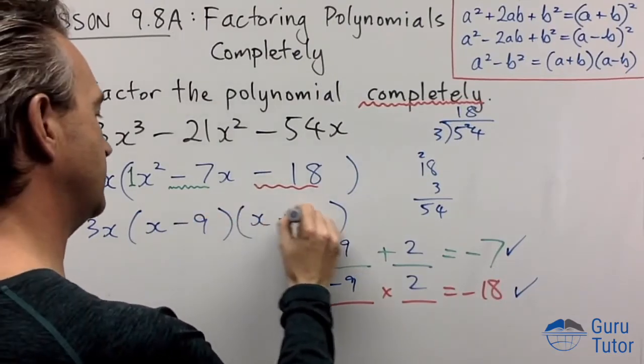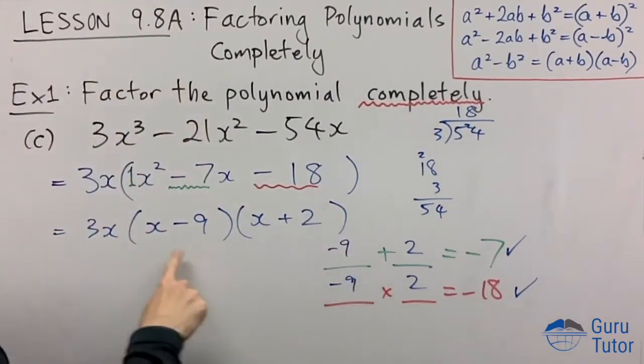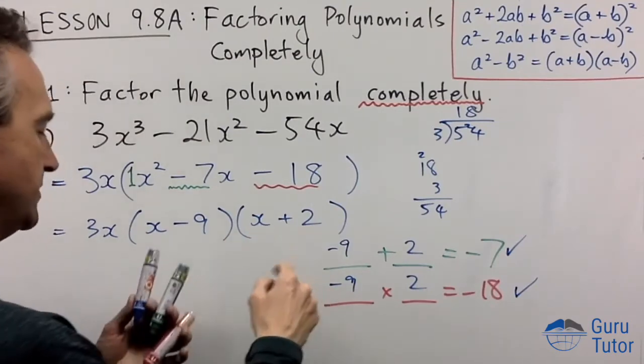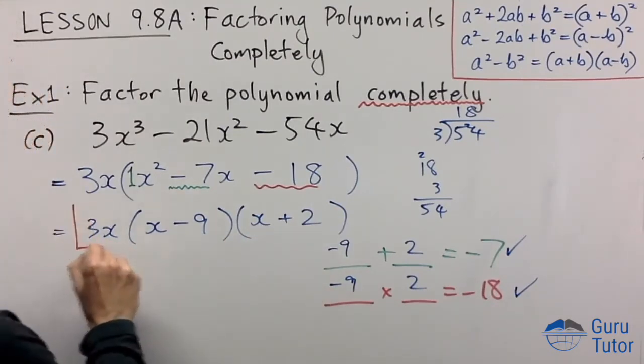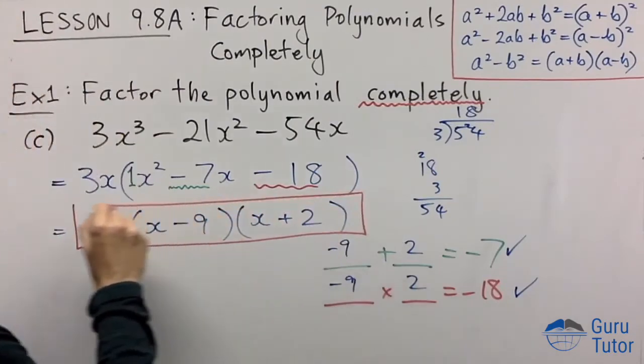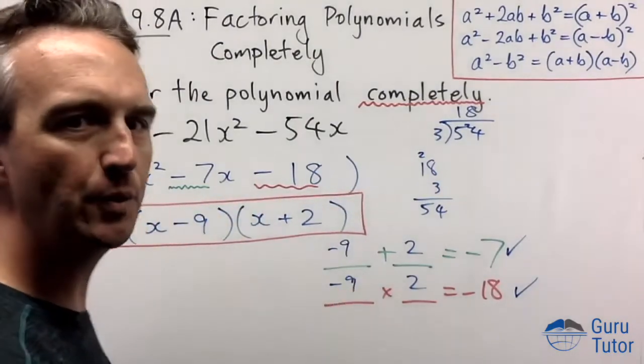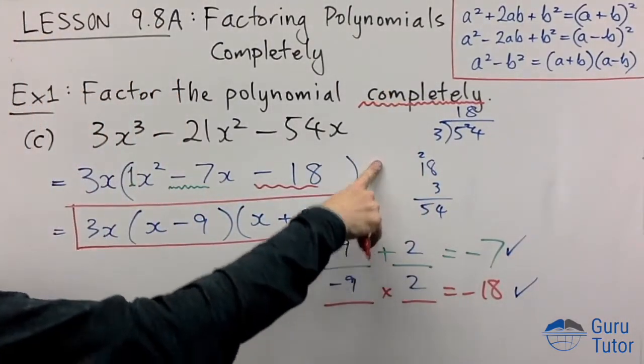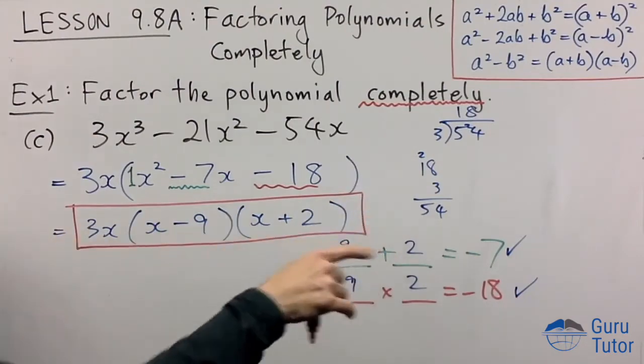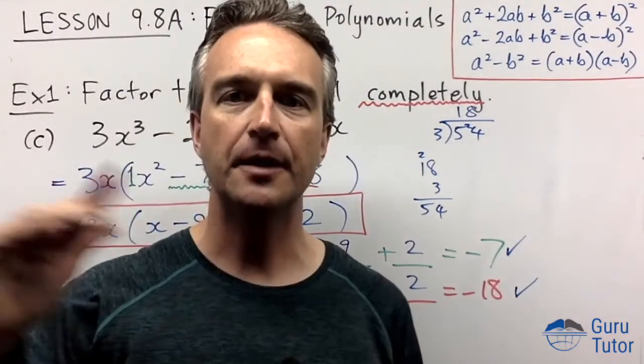So when this is completely factored, it should look like x minus 9 times x plus 2. The order does not matter, but the correct answer is this. If you did this in a test, it's probably worth 2 points. 1 point for here, full marks for getting this right here. Okay, so that is how we factor completely.